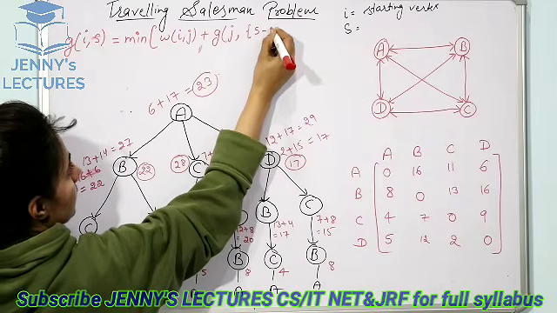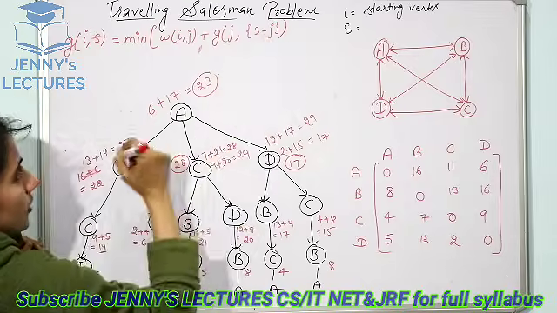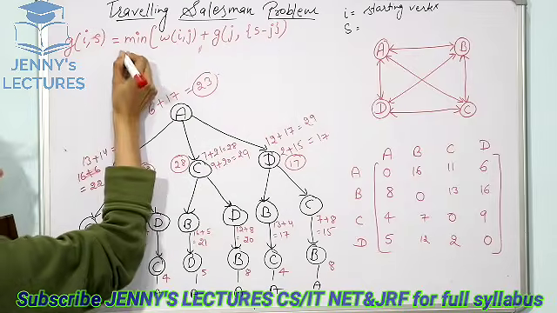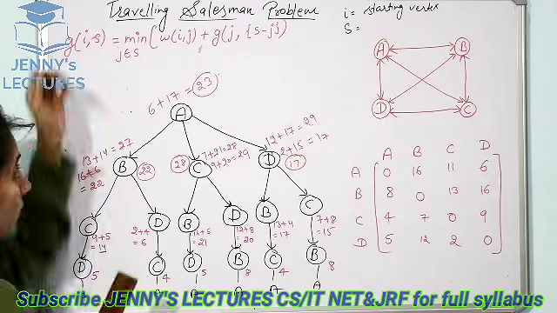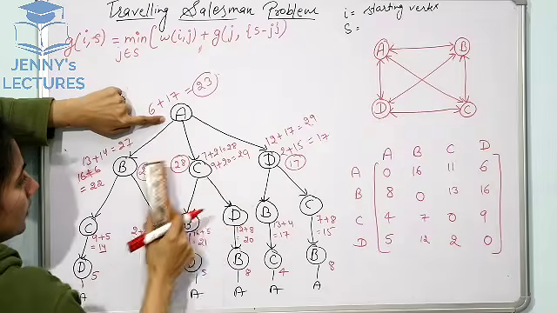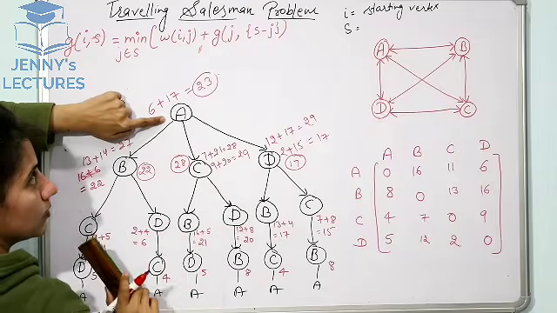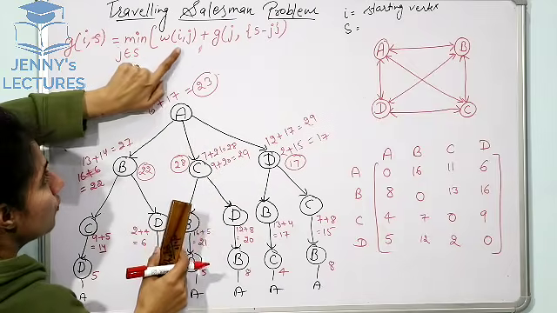S minus J, and here J would belong to S. Fine. You can take this one. If I is A, then S would be B, C and D. Fine. Now here what we have done, we have taken weight of I to J.